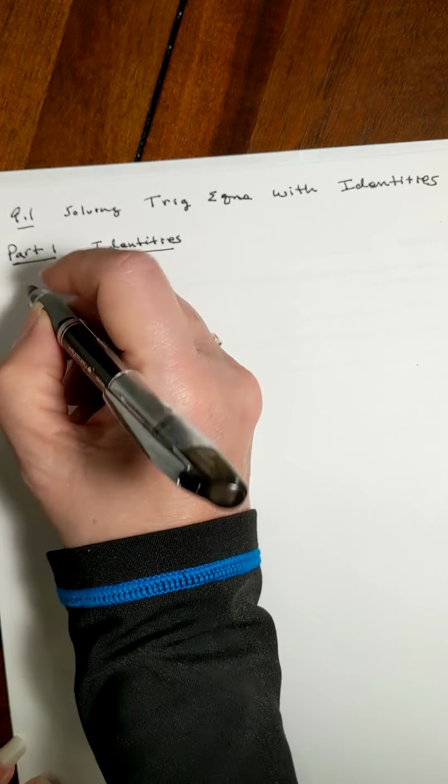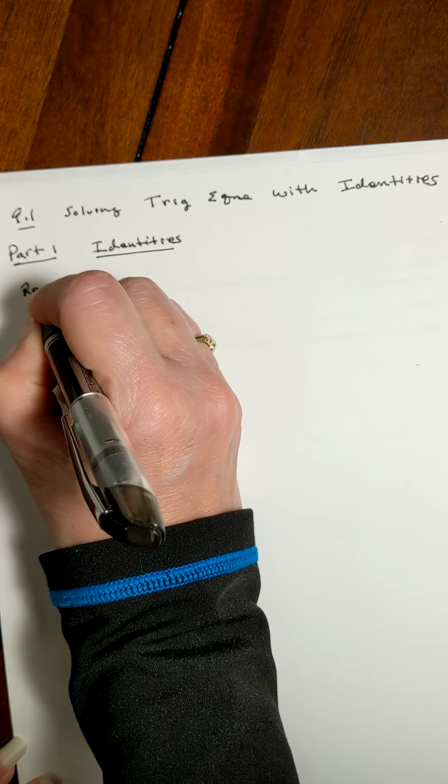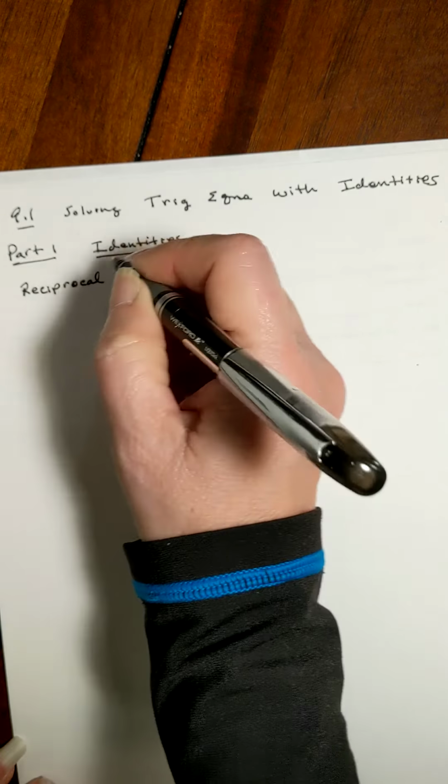So first, let's look at our identities. Now, all of these identities are on the formula sheet that I gave you. So I want you to look at that and make sure you can recognize where these identities are. Now, the first ones that we're going to discuss are the reciprocal identities.